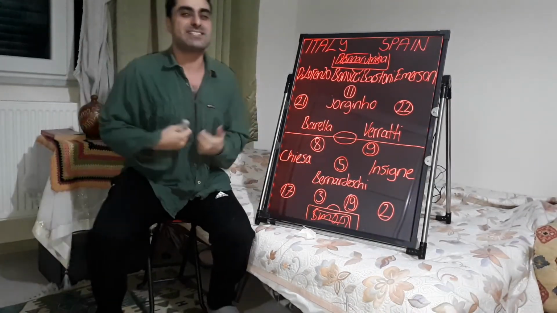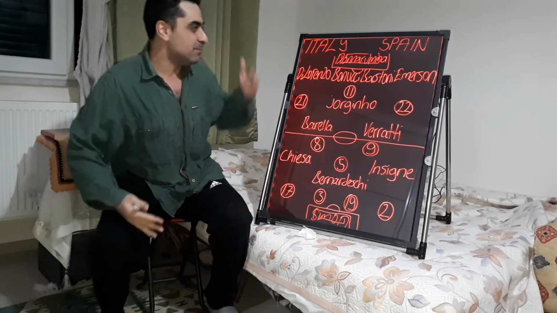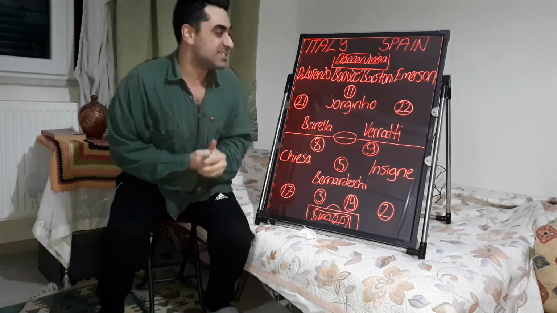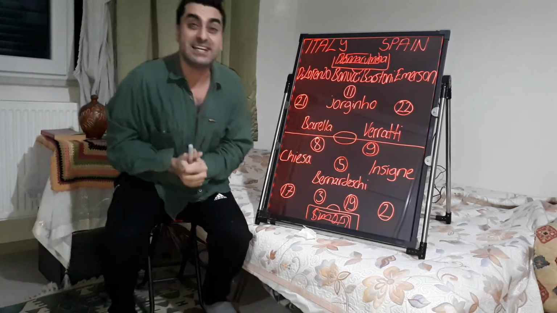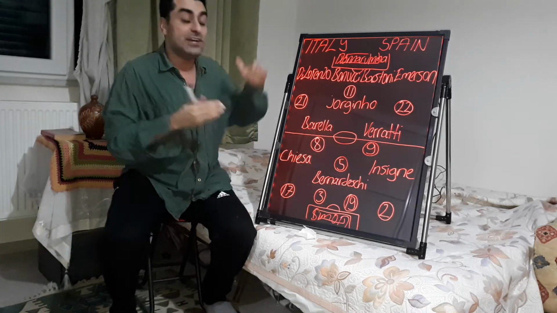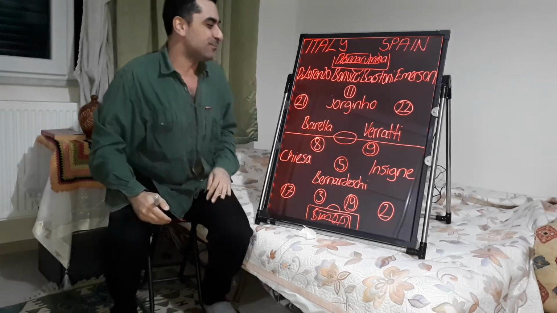Italy lost against Spain after a long time, 2-1 in the UEFA Nations League. Ferran Torres scored 2 goals and Lorenzo Pellegrini scored 1 goal for Italy. I want to talk about the tactics and analysis of this game.